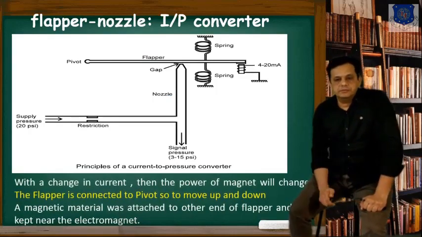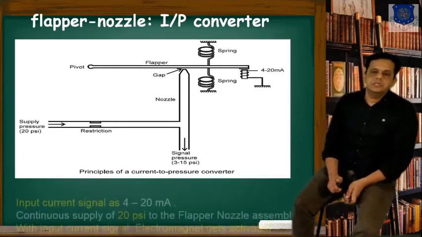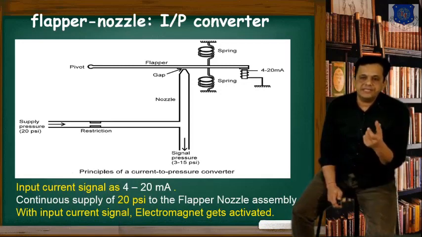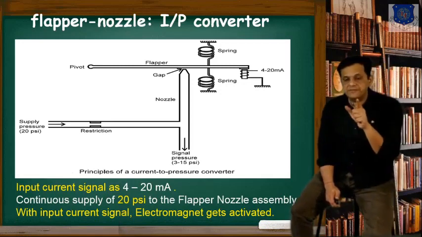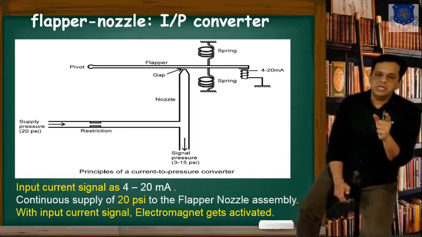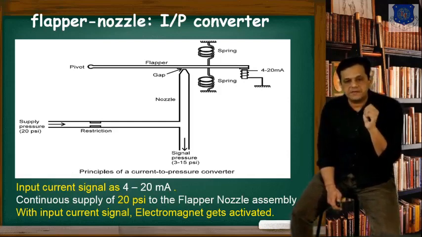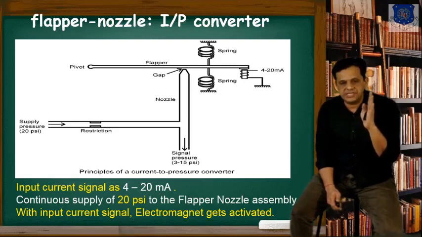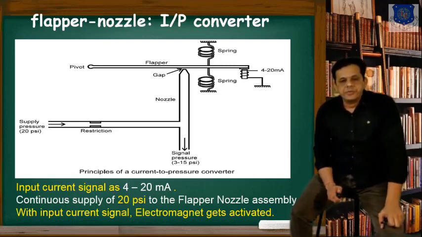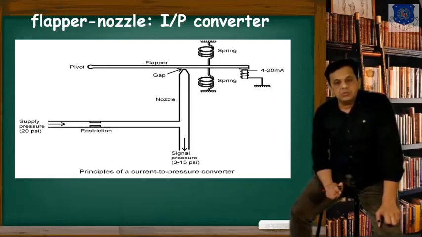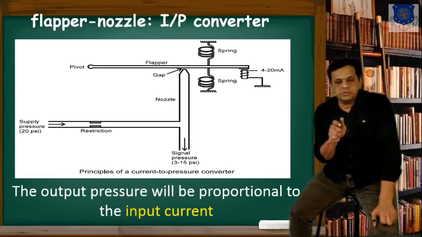Now, what if we change the electromagnet with the help of a physical movement? Here you see we have applied a 4 to 20 milliampere range, which is a practical range where we work in industry, and we make sure a continuous 20 psi supply reaches the line, with the electromagnets activated. What I am telling you is that this output pressure will be proportional to the input current.